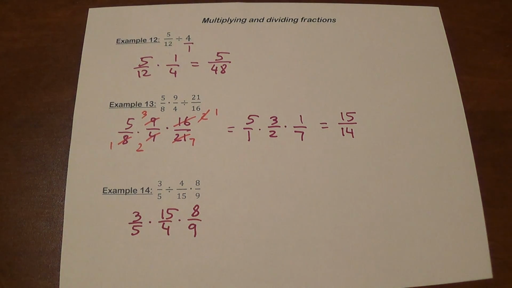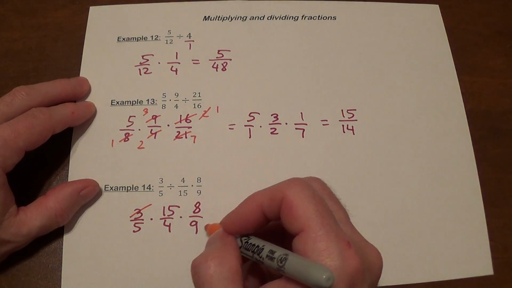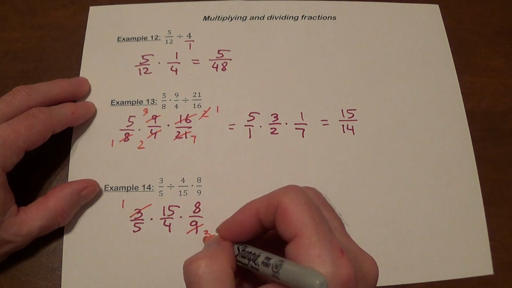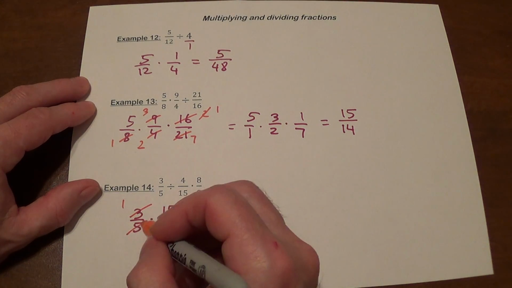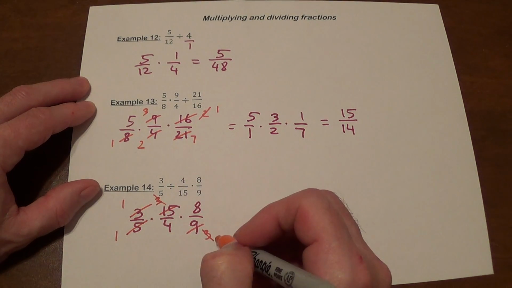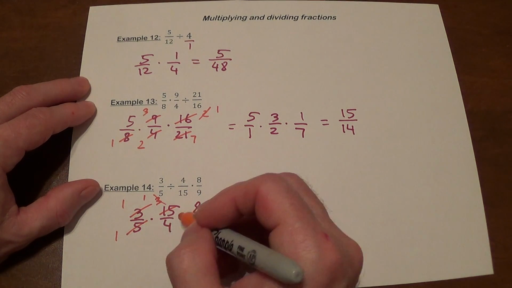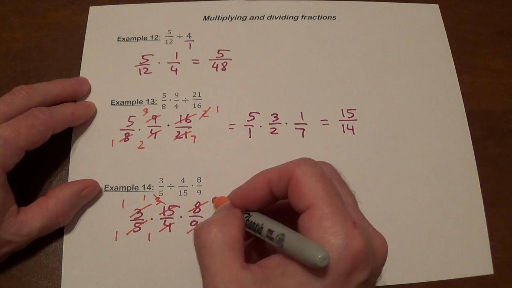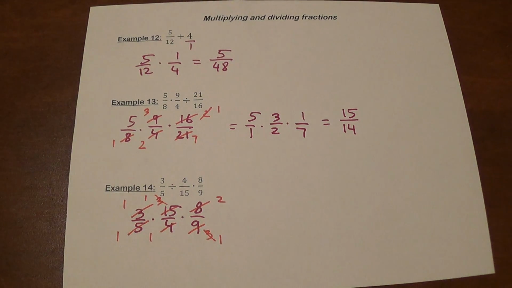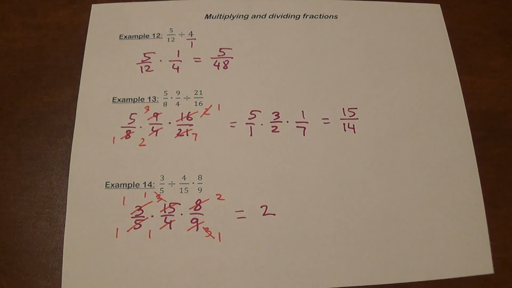Okay, now take a look. What do we have here? We have 3 and 9, which will leave you with 1 here and 3 here. We have 5 and 15, which will leave you with 1 here and 3 here. We have this 3 and this 3 that can be divided and give you 1. And we have 8 and 4, which leaves you with 1, leaves you with 2. If you take a good look at this, you will realize that the only thing that's left on top is 2. The only thing that's left on the bottom is 1. So it's 2 over 1, which is simply 2. And I hope this was helpful.